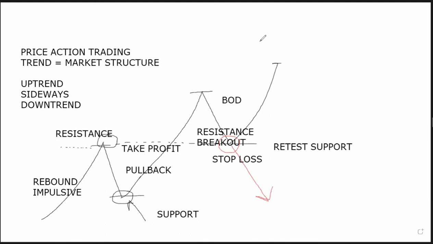Because we never know, when it breaks the retest support area, it will drop. How deep it will drop, we never know. It could be bottomless, or altogether it will become a downtrend. Anything can happen. So we have a stop loss here. And when the price has rebounded and moved up, then we will take profit here.